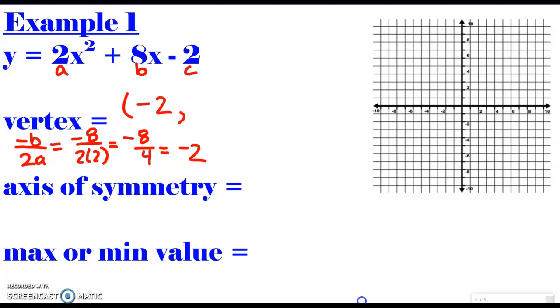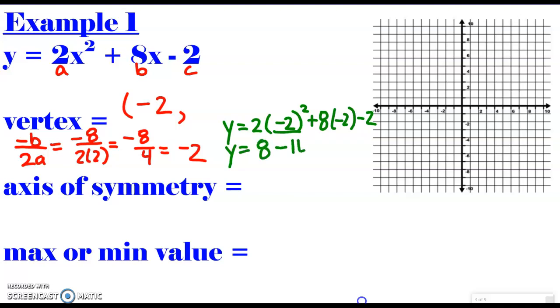Once we know x, to find y, we would substitute it in. So y equals 2 times, we just found that x is negative 2, squared, plus 8 times negative 2, minus 2. Order of operations: negative 2 squared is 4, times 2 is 8, minus 16, minus 2. So that tells us that y is negative 10. So the y-coordinate of the vertex is negative 10, and our vertex is at negative 2, negative 10.